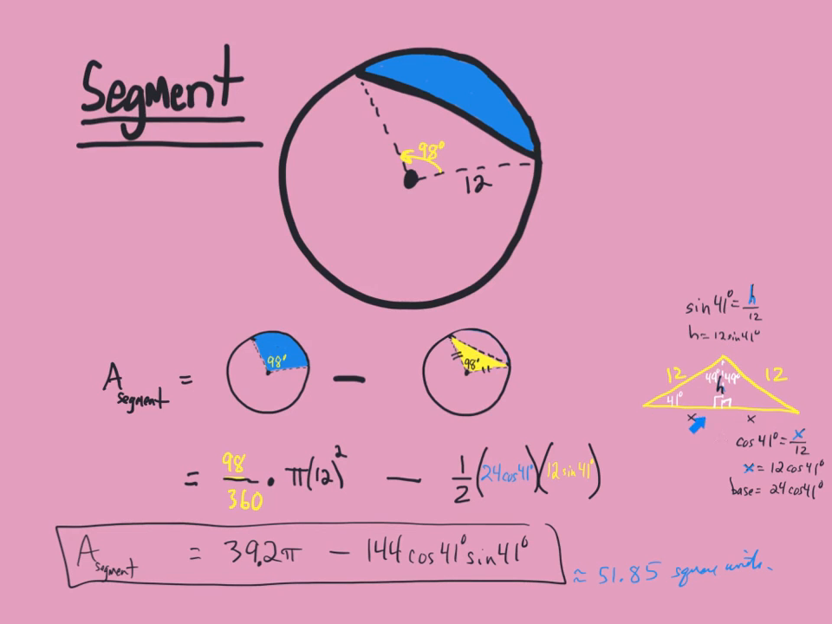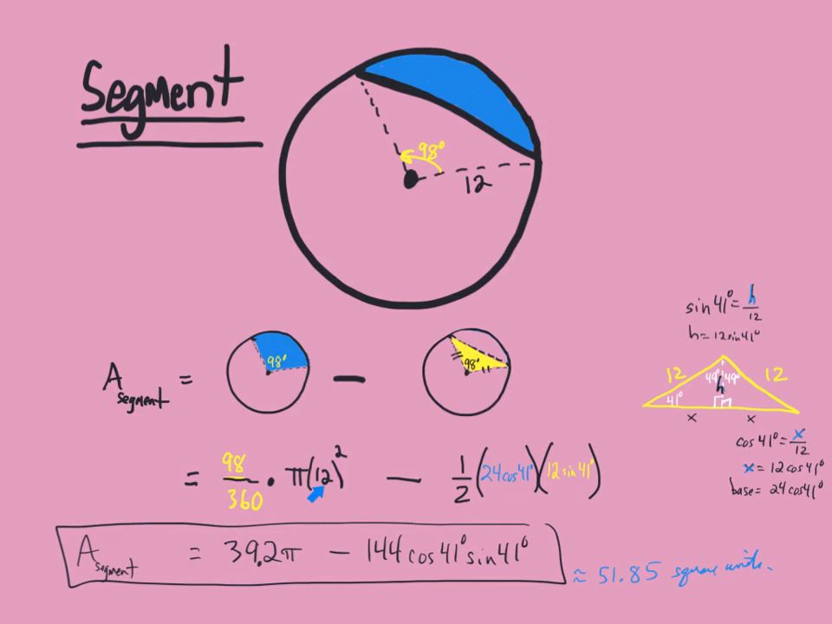Now we need the base, which is all the way from the left to the right, but we're going to use half of the triangle, which is a right triangle, to figure out x, and then we'll double it. So this, if we're parked at 41, is adjacent over hypotenuse, so that's cosine of 41 degrees equals the adjacent divided by the hypotenuse. So x is 12 cosine of 41. So the base of this triangle is 2 of those, which is 24 cosine of 41 degrees. All right, so the area of this triangle is 1/2 times the base times the height.